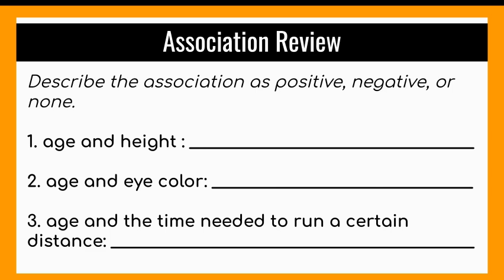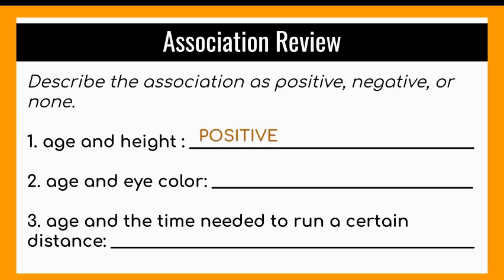So we're going to do a quick review over what association means, and then we're going to move on and use some line of best fit to make predictions for scatter plots. So describe the association as positive, negative, or none. So we're talking about age and height. Well, as your age increases to a certain extent, your height will also increase. So it is a positive association.